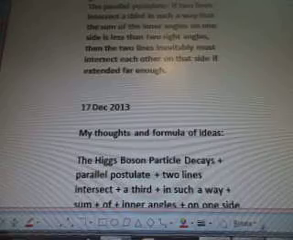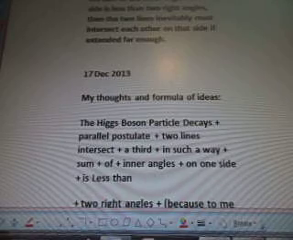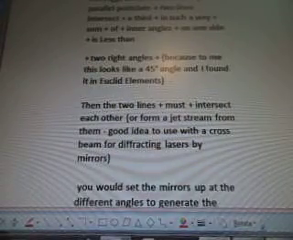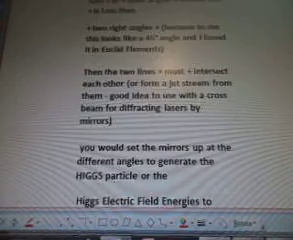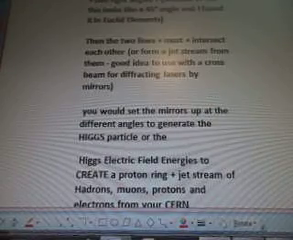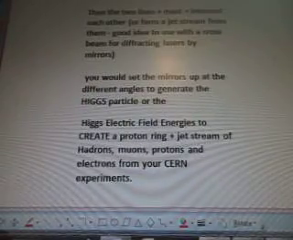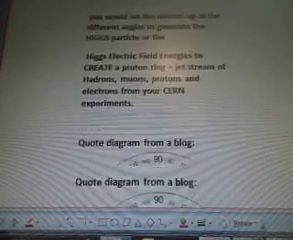Okay. My thoughts and formula of ideas. The Higgs boson particle decays, parallel postulate, 2 lines intersect a third in such a way that the sum of inner angles on one side is less than 2 right angles, because to me this looks like a 45-degree angle and I found it in Euclidean elements. Then the 2 lines must intersect each other or form a jet stream from them. Good idea to use with a crossbeam for diffracting lasers by mirrors. You would set the mirrors up at the different angles to generate the Higgs particle, or the Higgs electric field energies to create a proton ring, jet stream of hadrons, muons, protons, and electrons from your CERN experiments.